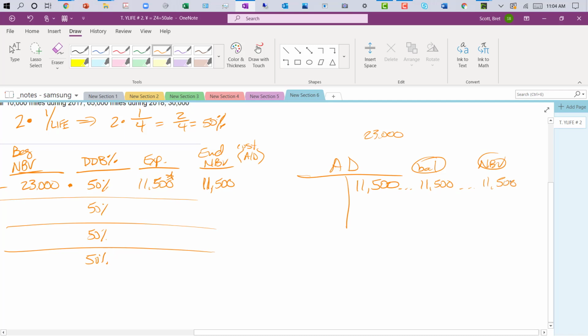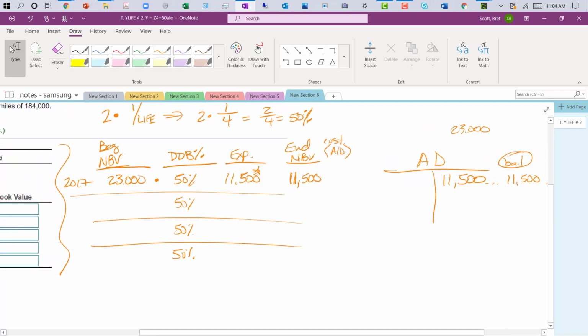Okay. Now, like I said before in class, I recommend going down to the final year. So 2018, 2019, 2020. And plugging in ending net book value, which is my residual value. In this case, it should be 0. So I'm going to plug in 0 down there. And again, the reason why is because there's no way we can just do the 50% multiplication and actually get to 0.